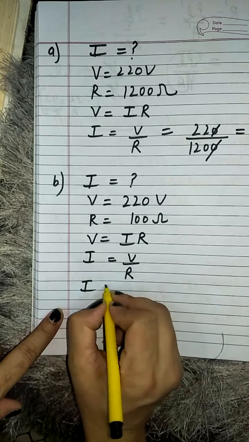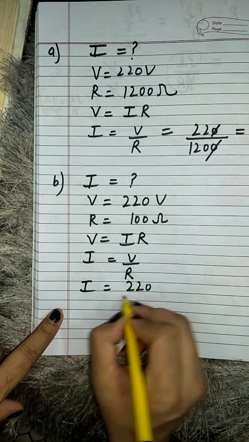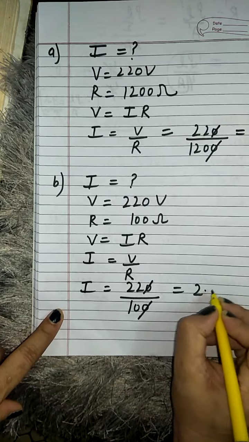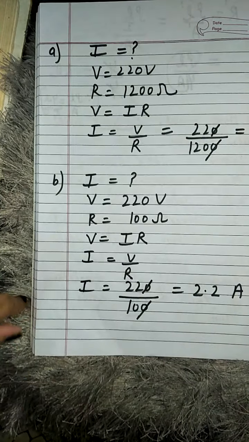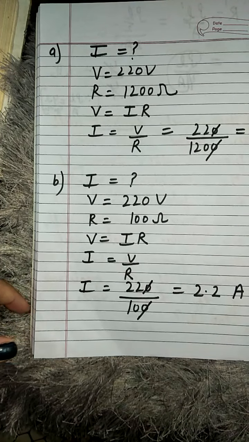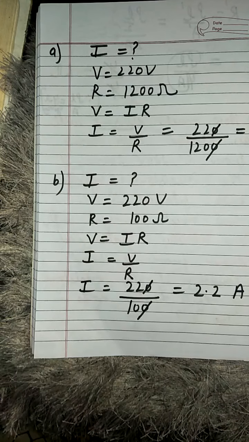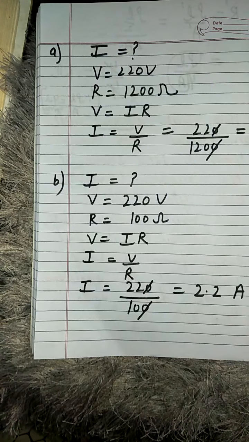What is the value for V? 220 divided by 100, the 0 cancels. So it will be 2.2 amperes. These are the simplest questions. I hope you have understood these questions and there is no problem in understanding.